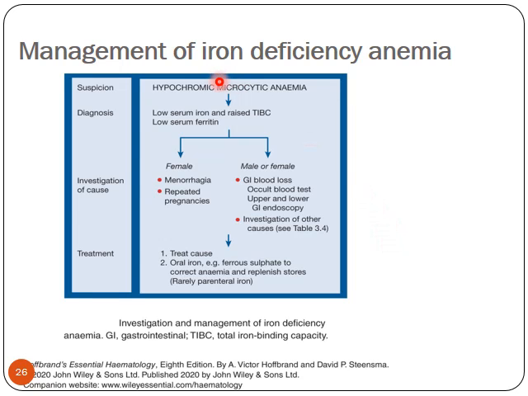So having a hypochromic microcytic anemia confirmed by low serum iron and raised TIBC with low serum ferritin, in a female I shall check for uterine bleeding in menorrhagia or repeated pregnancies. In a male I will check for gastrointestinal blood loss, either by occult blood test or upper or lower GIT endoscopy. Then I will be treating the cause of this bleeding and then supplementation with oral iron, mainly ferrous sulfate, to correct anemia and replenish stores. Rarely parenteral iron is required.